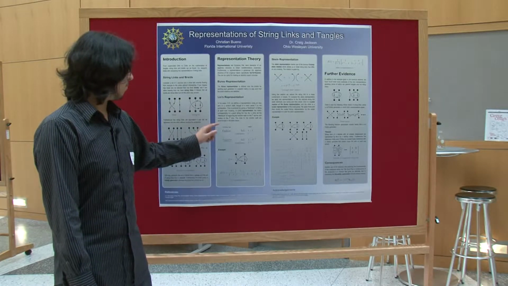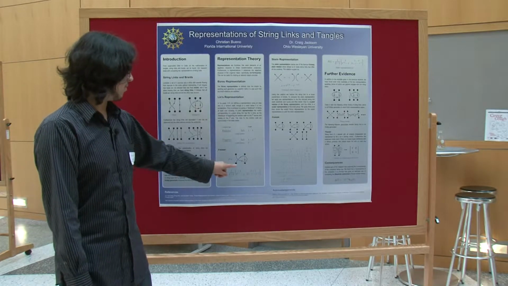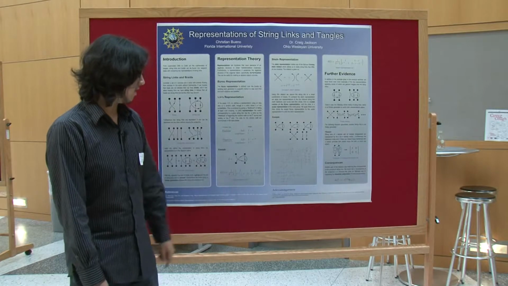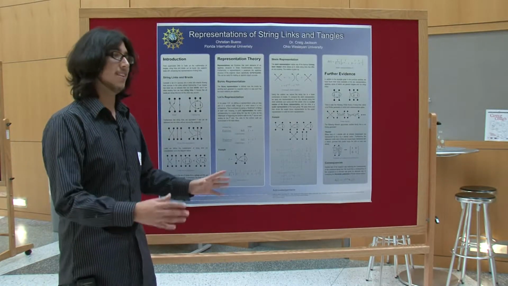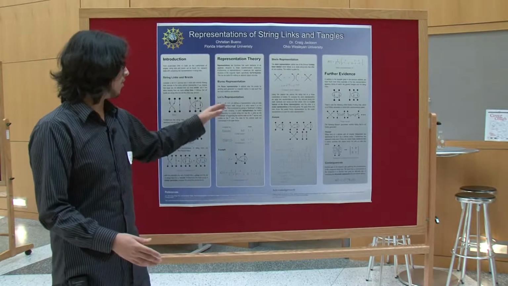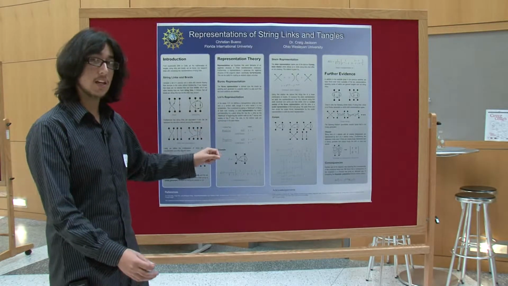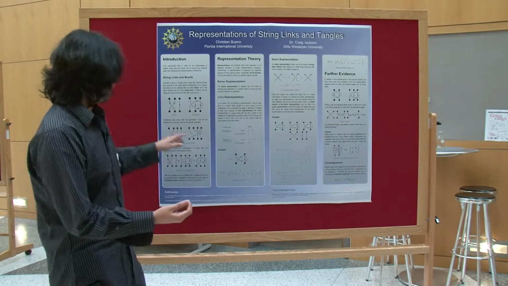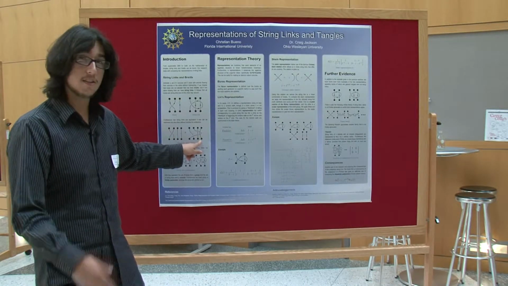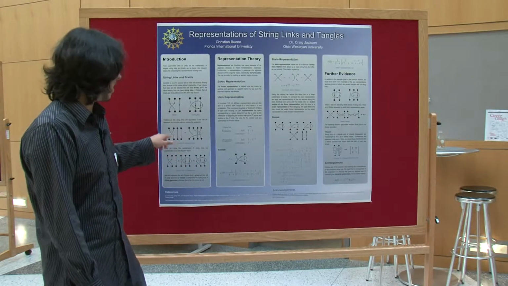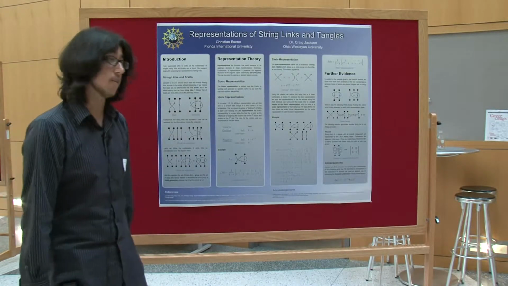And so if we compute the matrix for this string link, we get this matrix. And I excluded the computations because they're complicated. But the other interesting thing about Lin's representation is it doesn't depend on the choice of diagrams, that if I were to compute Lin's representation for this and compute Lin's representation for this, taking into account all the overcrossings and undercrossings, I would get the same answer. So it doesn't depend on the choice of diagrams.